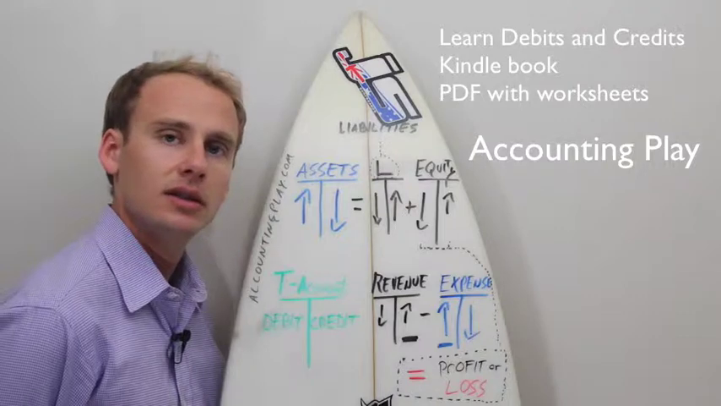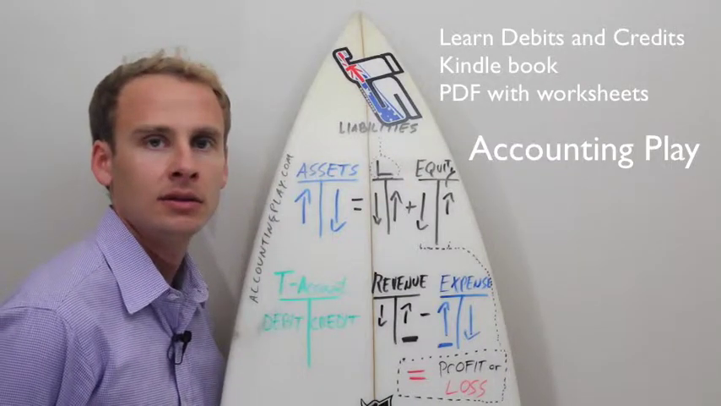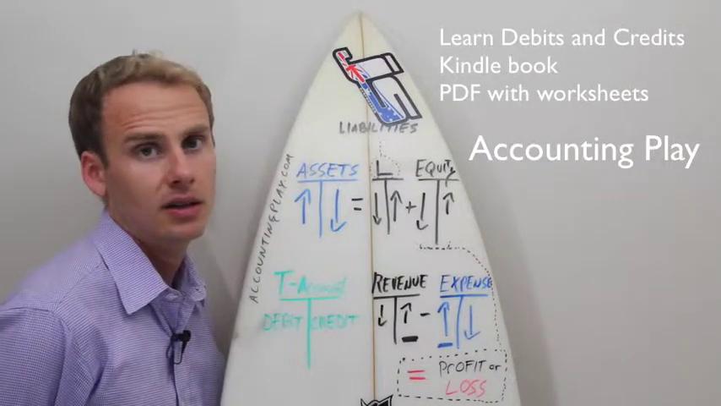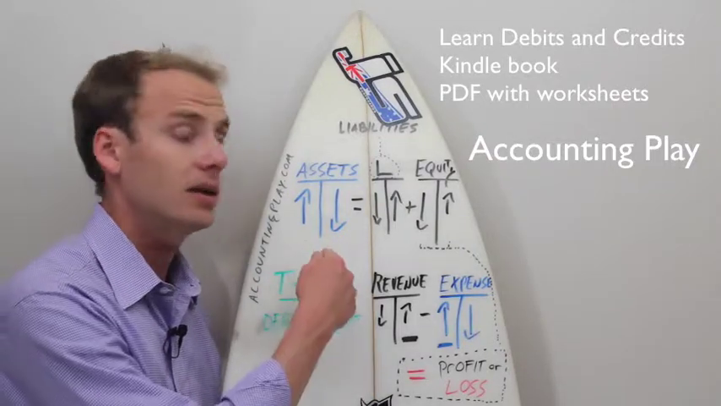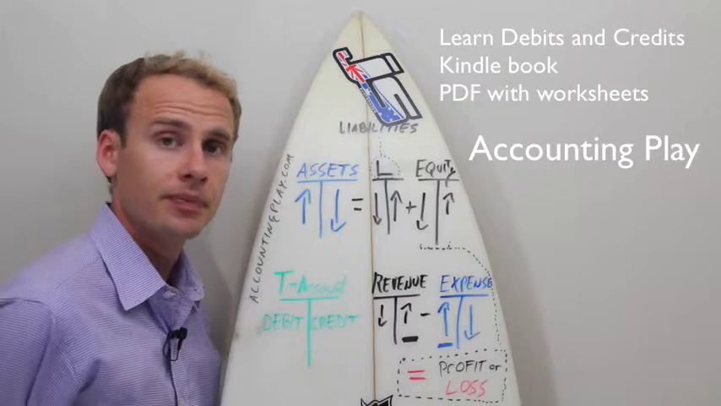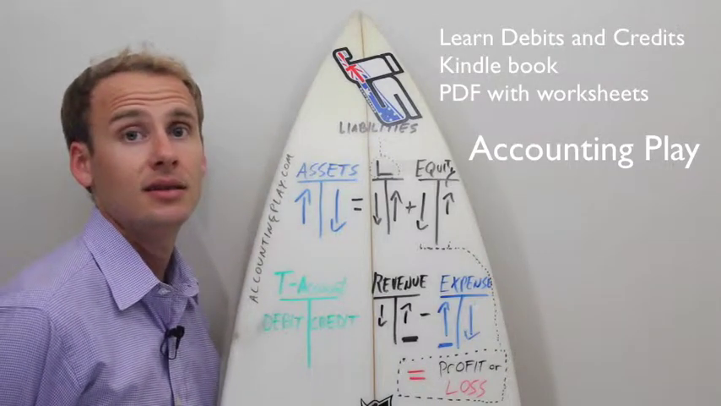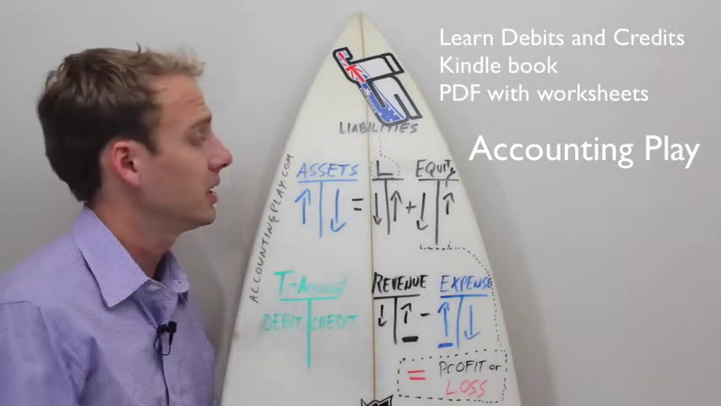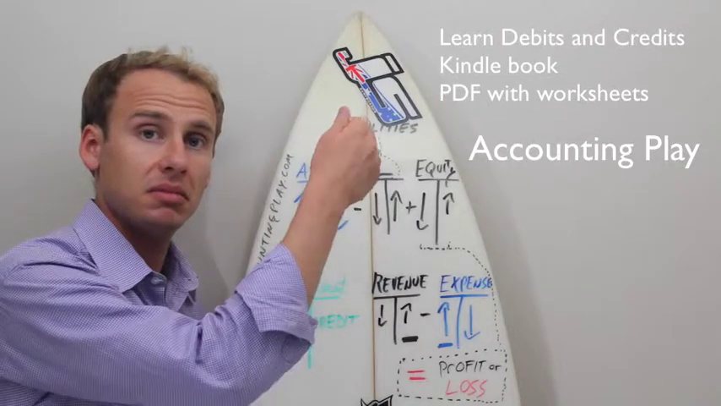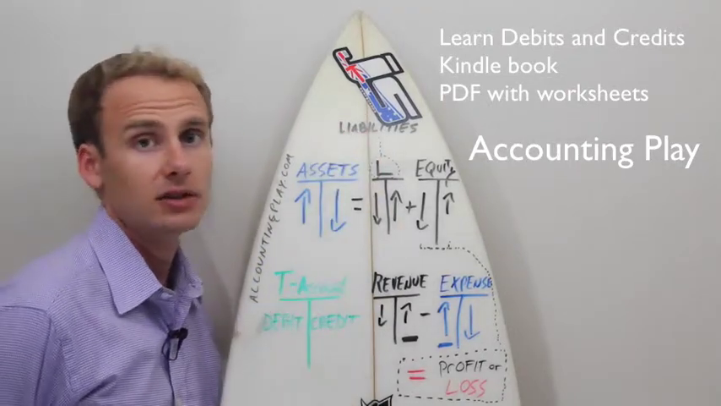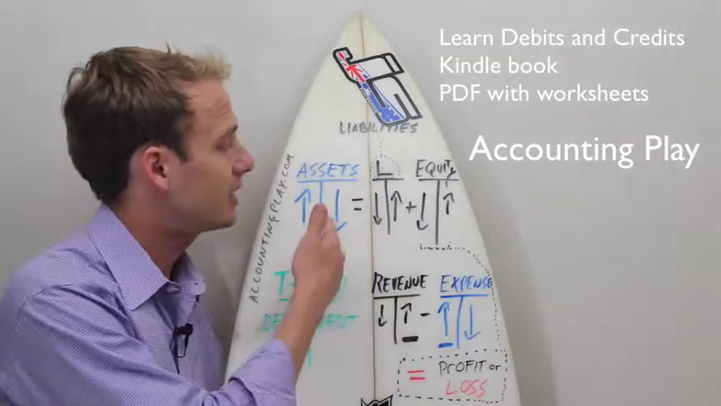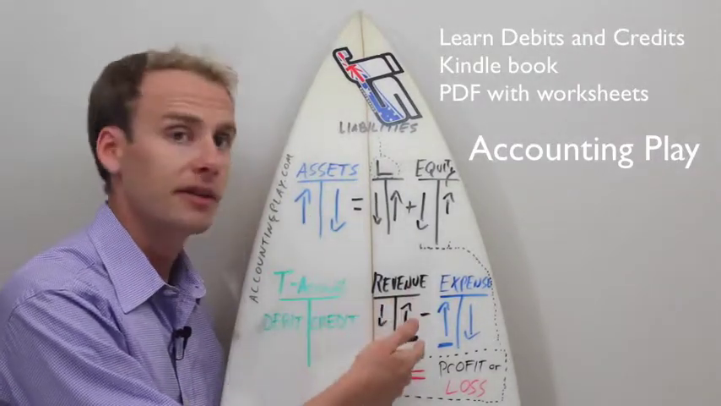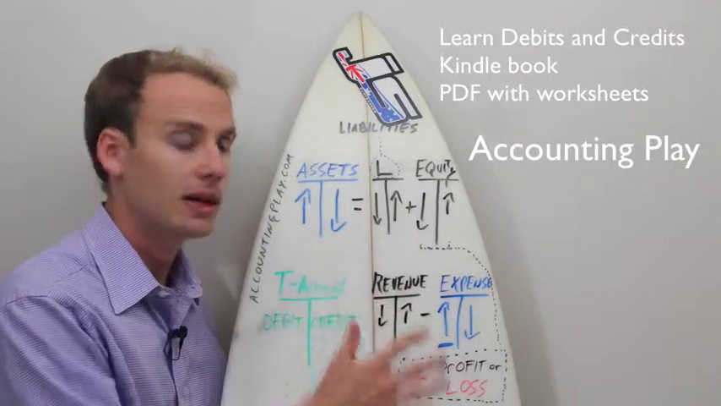So let's pick a transaction. Let's issue stock, right? Debit cash up, credit equity up. Let's buy a car. Debit asset up, credit asset down. Cash goes down, car goes up. Let's make money. Debit expense up, credit revenue up. So everything's a debit, credit, debit, credit.